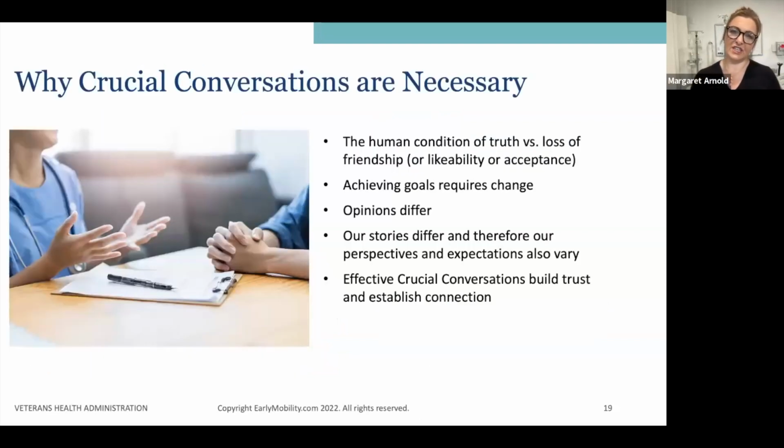Crucial conversations are, in fact, crucial because the outcome of these conversations is really important. There is a human condition that we all possess, and it's called truth versus loss of friendship, likability or acceptance. We're all happy to tell the truth and to be honest about how we're feeling when the person we're talking to agrees with us and holds the same beliefs.